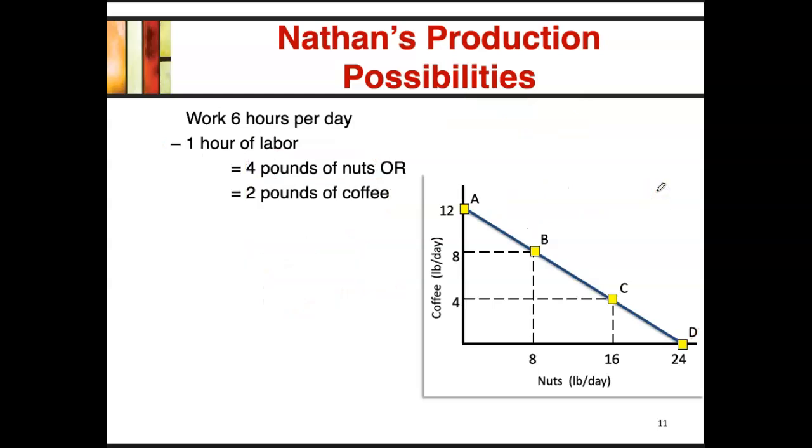Again, we can actually find the opportunity cost for Nathan, in terms of nuts and coffee, and we can determine what Nathan should specialize in. I will give you 30 seconds to try and figure out the opportunity cost of nuts for Nathan, and the opportunity cost of coffee for Nathan. And then we'll go over it.